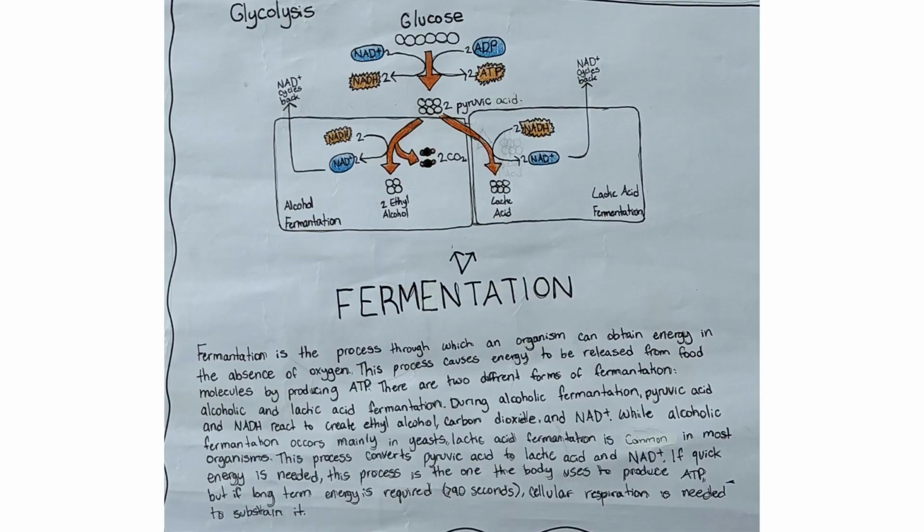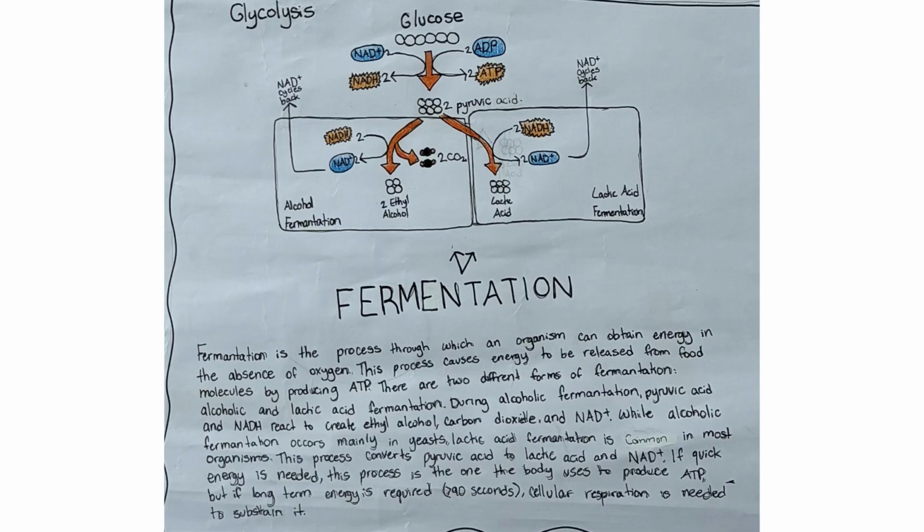Fermentation is the process through which an organism can obtain energy in the absence of oxygen. This process causes energy to be released from food molecules by producing ATP. There are 2 different forms of fermentation: alcoholic and lactic acid fermentation. During alcoholic fermentation, pyruvic acid and NADH react to create ethyl alcohol, carbon dioxide, and NAD+.